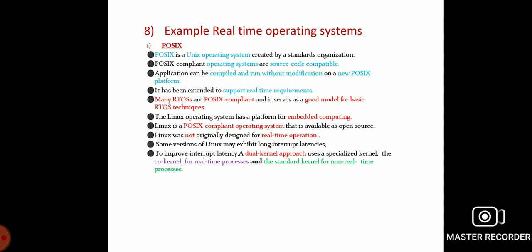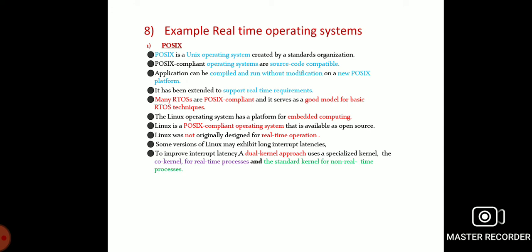The source code compatible, it is optimized for energy, power and latency. So the application can be compiled and run without modification on a new POSIX platform. It has been extended to support real-time requirements and different application environments. So many real-time operating systems are POSIX compliant, and it serves as a good model for the basic real-time operating system technology. The Linux operating system as a platform for embedded computing.